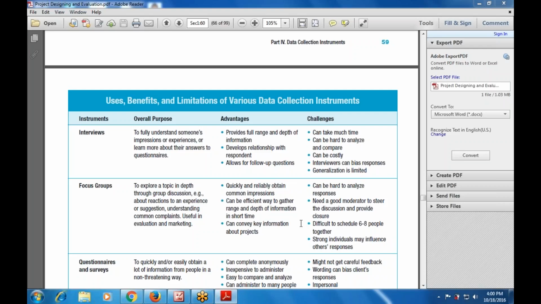Today's topic is what are the various instruments that are used, and what are the advantages and disadvantages of the various data collection instruments. What are the various ways by which we can collect the data? In the last class, we studied interviews, focus groups, questionnaires, and literature review. We have discussed some topics.